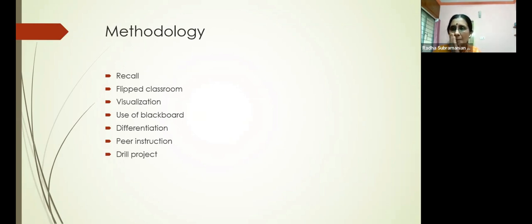Flipped classroom is normally done in the chapter. Visualization, use of blackboard, very, very important. Differentiation, peer instruction. Like I said, peer instruction helps. When we have a class of biology and CS students both together, the biology students come in handy at this time and they can be used. And a drill project also helps them gather information and come up with data. And with the data collection, we can analyze.